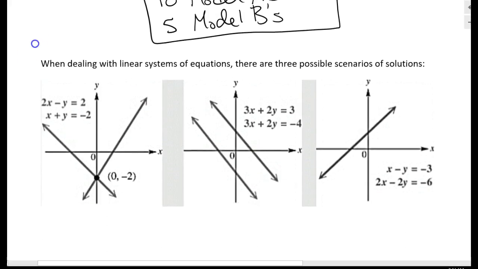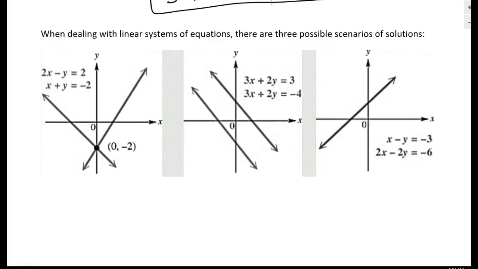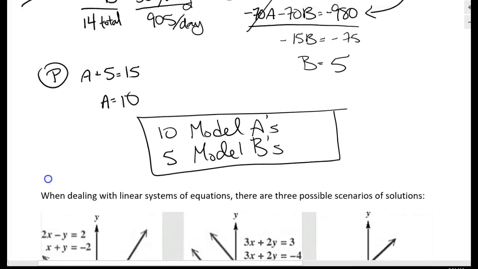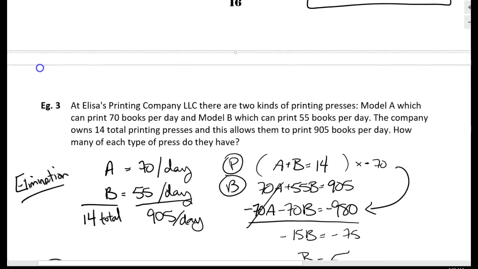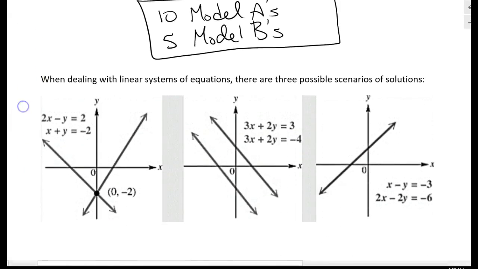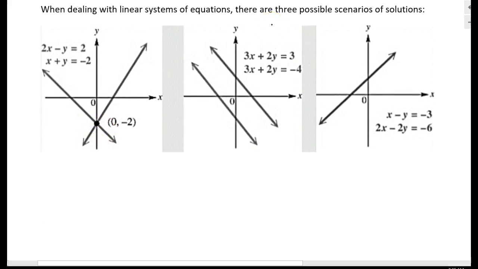Okay. When you're dealing with linear systems of equations, there are 3 possible scenarios of solutions. Option 1 is that you're going to have a single intersect, and that's what we've seen in all 3 examples here. We have a defined point, a single place where they cross. If I had graphed the equations for example 2 or example 3, I would have seen a similar thing. We are always going to have a defined point. When we have parallel lines, now remember that anything is parallel if it has the same exact slope. So we've got one solution for most of our systems. But if they are parallel, then we have 0 solutions because they will never ever cross.